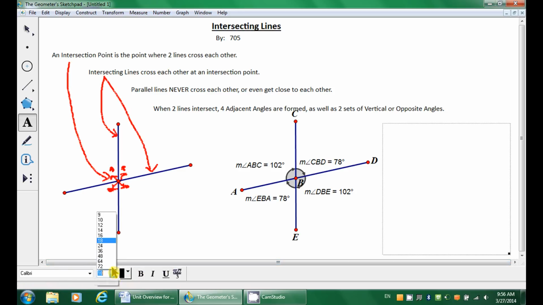So I'm just going to reduce the font just a little bit. Okay, so let's talk about angle ABC and angle DBE. Let's open up the symbolic notation window. Let's use the symbol for angle, angle ABC, and angle DBE. Angle ABC and angle DBE are vertical angle pairs. Hit enter.